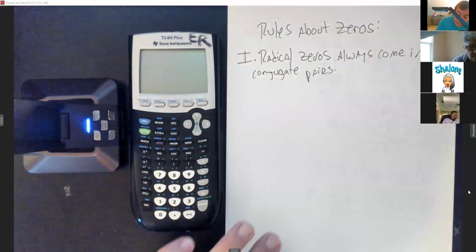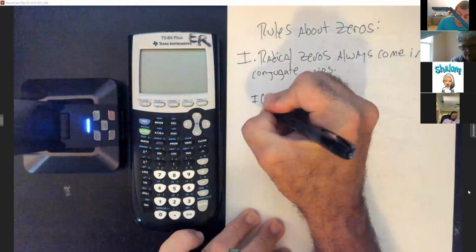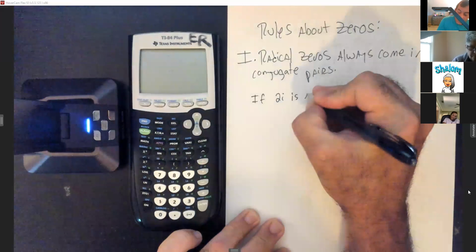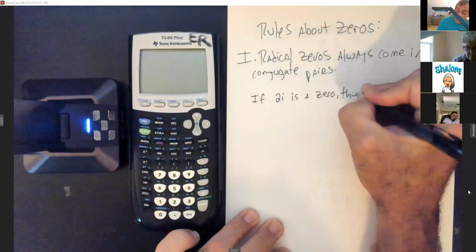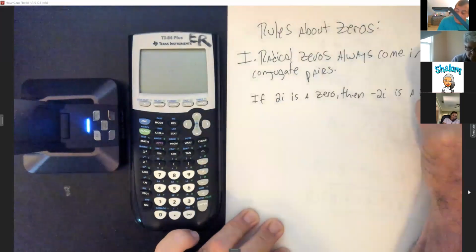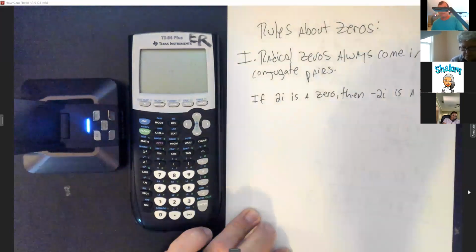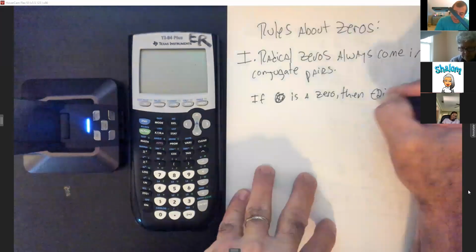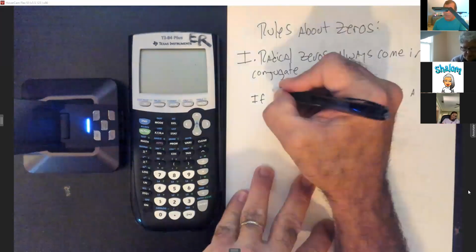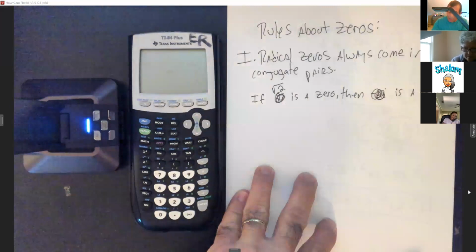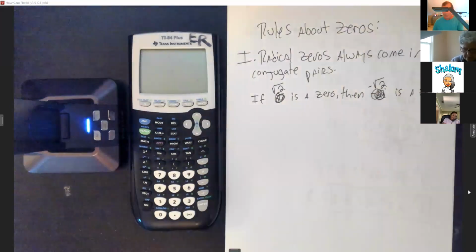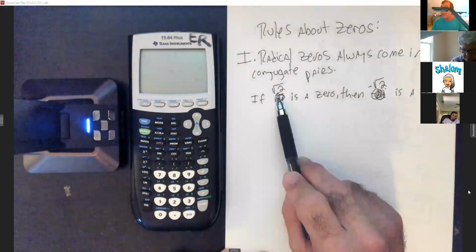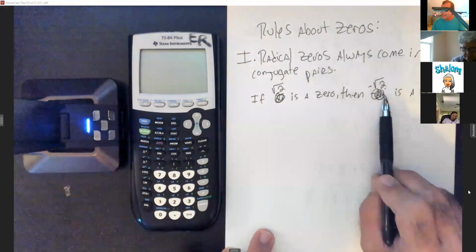So what this means is if 2i is a 0, then -2i is a 0. Whoops, hold on, my bad. Erase that. If square root of 2 is a 0, then a negative square root of 2 is also a 0. I forgot I'm on the radicals. So if a square root of 2 is a 0, then a negative square root of 2 automatically has to be a 0.